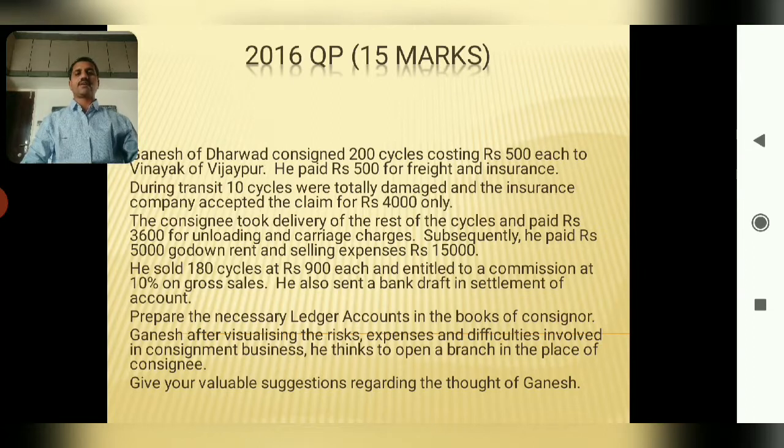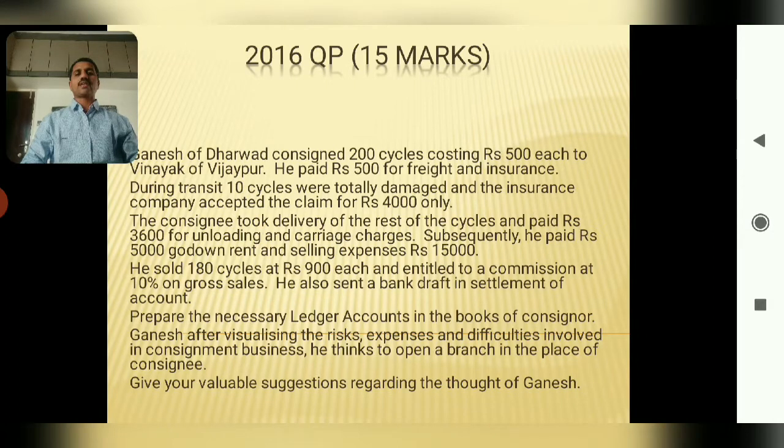Ganesh of Dharwad consigned 200 cycles costing rupees 500 each to Vinayak of Vijaypura. He paid rupees 500 for freight and insurance. During transit, 10 cycles were totally damaged and the insurance company accepted the claim of rupees 4,000 only. The consignee took delivery of the rest of the cycles and paid rupees 3,600 for unloading and carriage charges. Subsequently, he paid rupees 5,000 godown rent and selling expenses rupees 15,000.